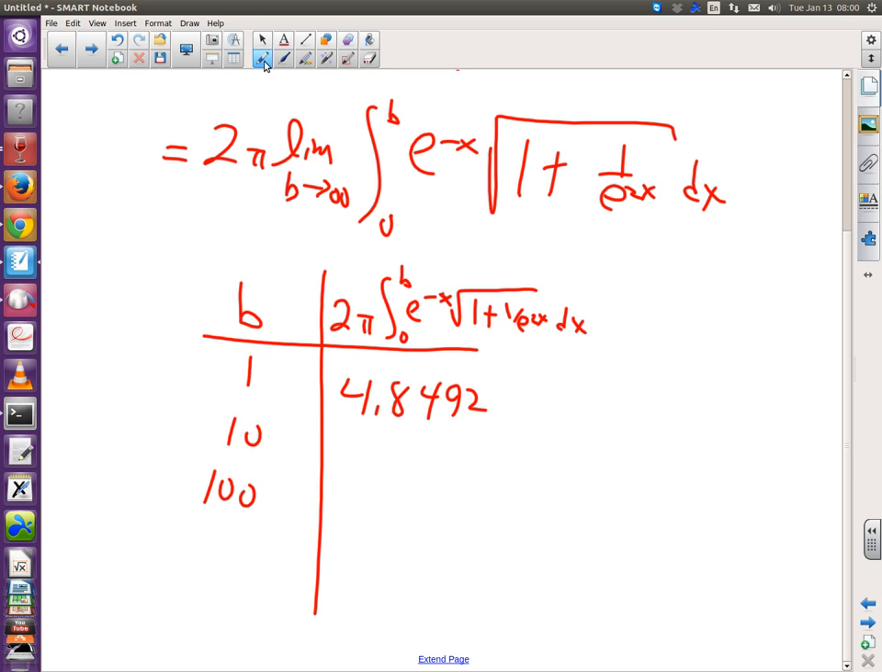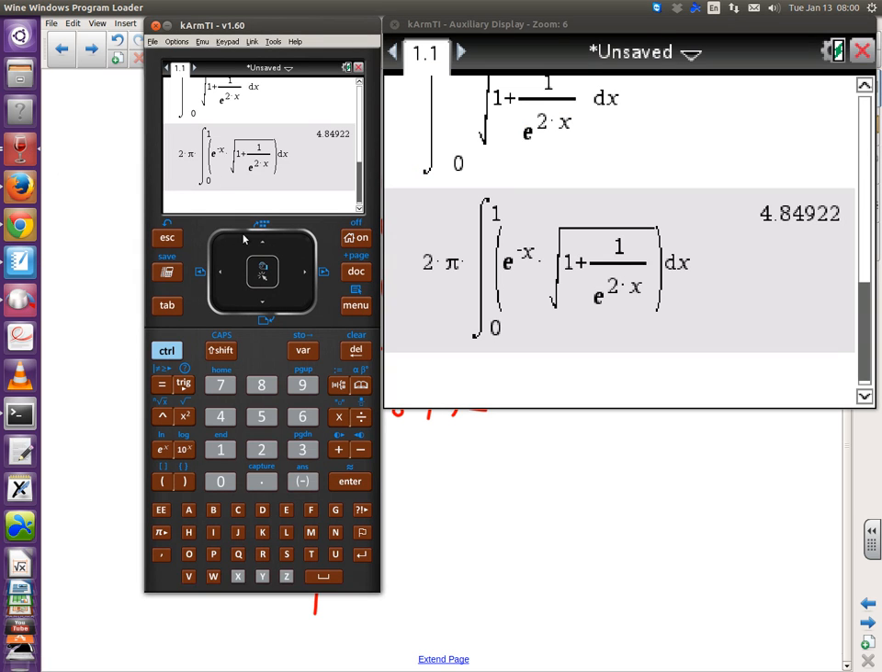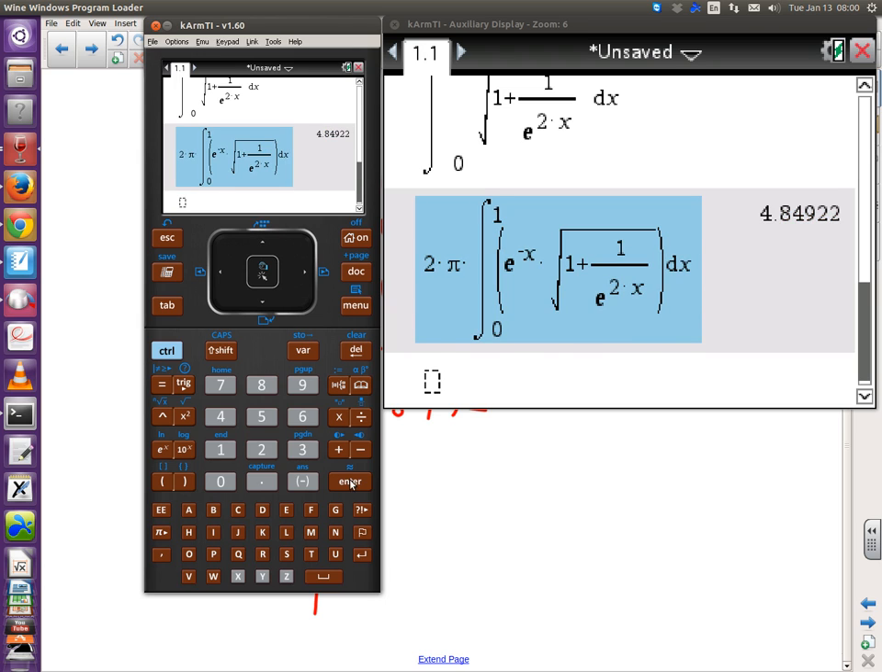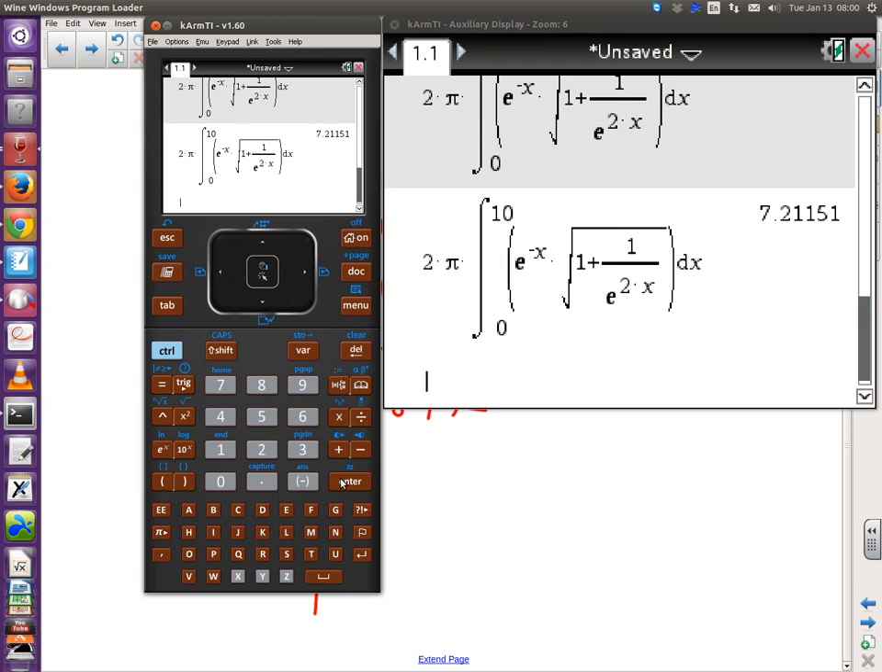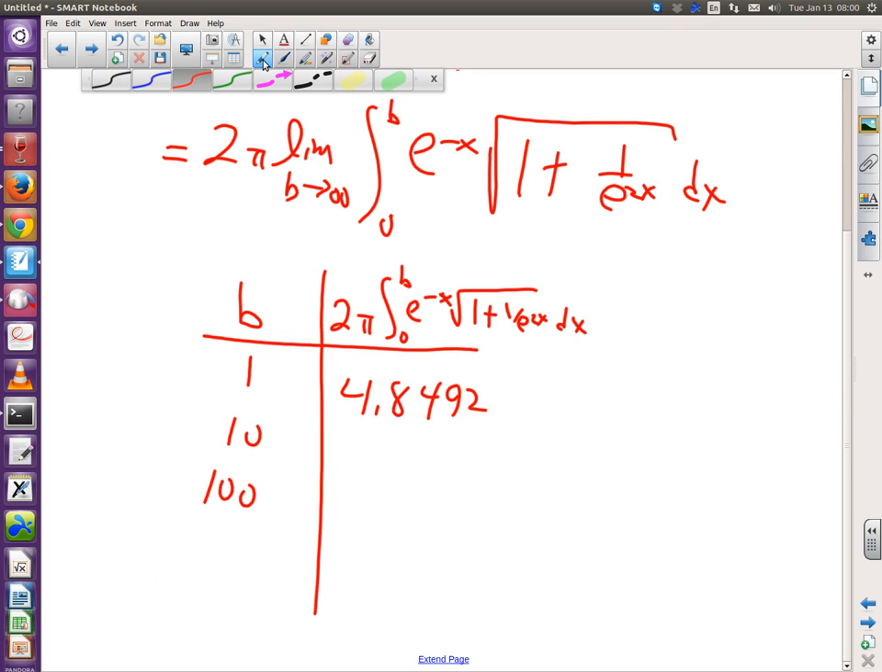Did you get 10 yet? All right, so keep track on your table. What's going on? So let me copy this and make this a 10, and Control Enter to get a decimal. And now it's 7.2115. All right, it's not growing really fast, right?